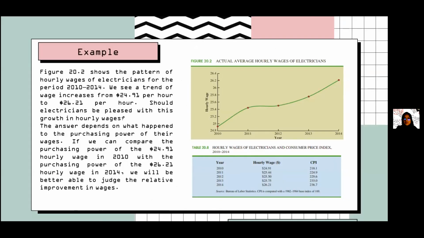Next. For the example, we see a trend of wage increases from $24.91 per hour to $26.21 per hour. Should electricians be pleased with this growth in hourly wages? The answer depends on what happened to the purchasing power of their wages. If we can compare the purchasing power of the $24.91 hourly wage in 2010 with the purchasing power of the $26.21 hourly wage in 2014, we will be better able to judge the relative improvement in wages.